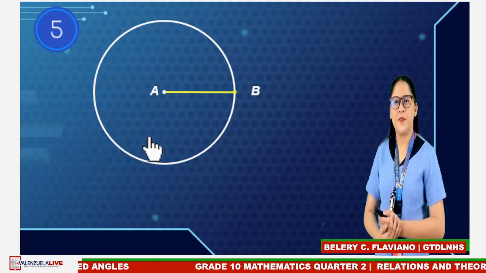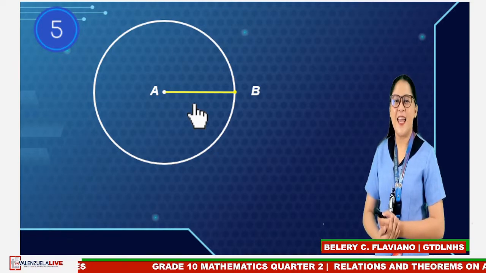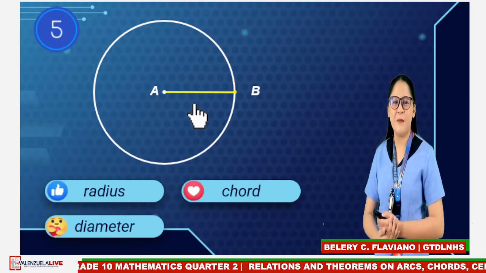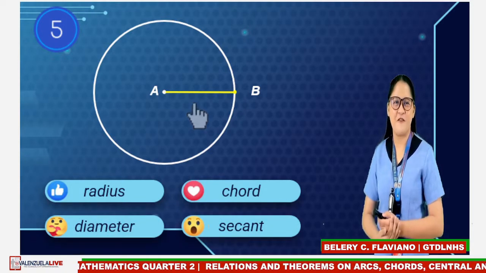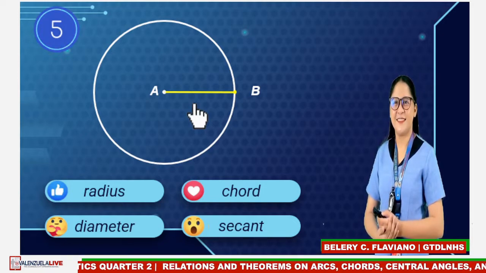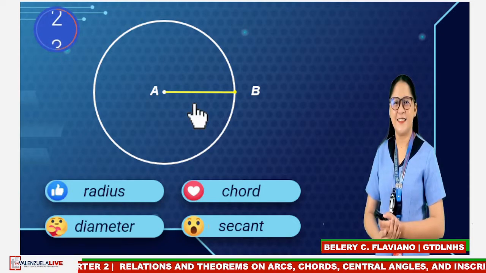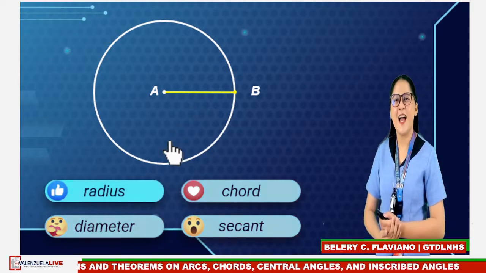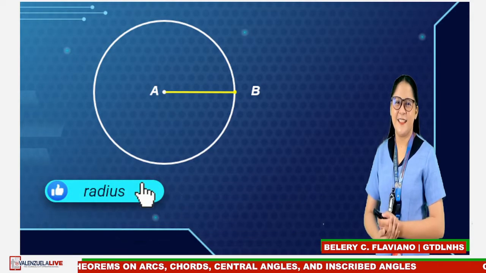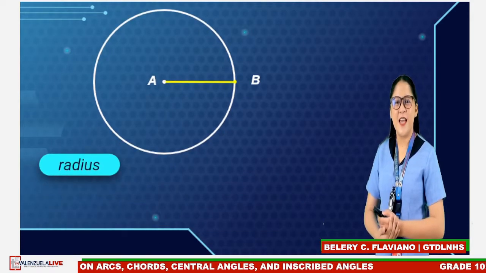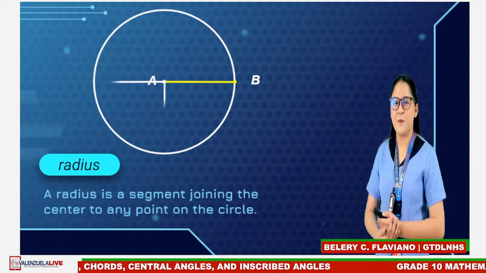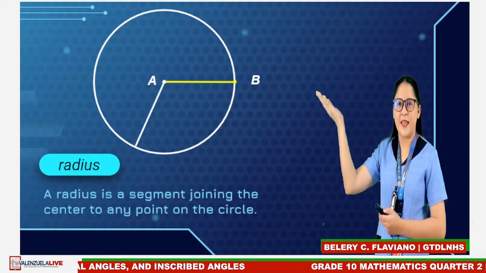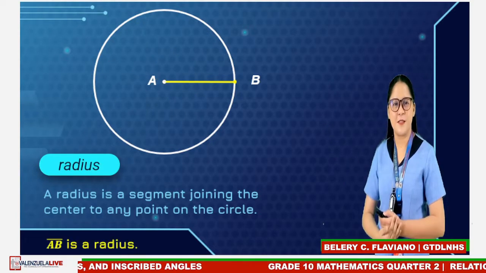What do we call this figure pointed by the cursor? Is it radius, chord, diameter, or secant? You have 5 seconds. Go. Time's up. The correct answer is radius. A radius is a segment joining the center to any point on the circle. In this figure, segment AB is a radius.